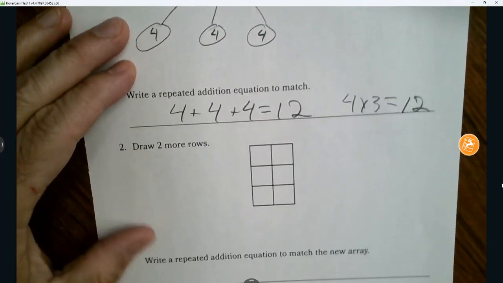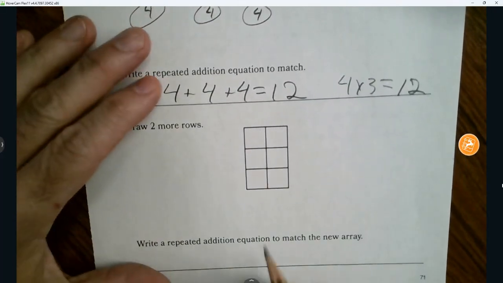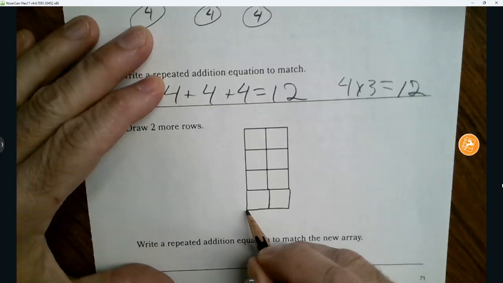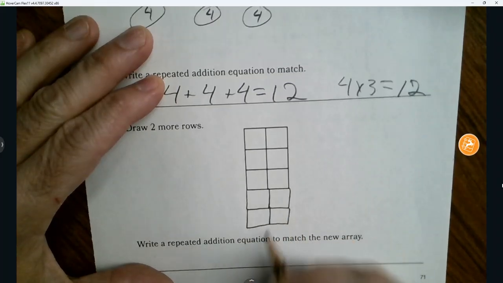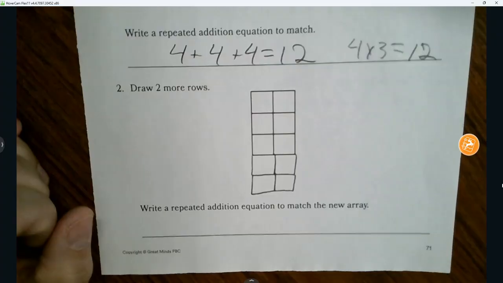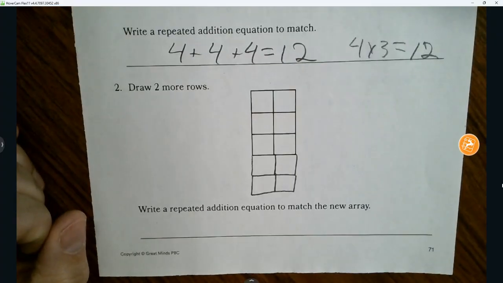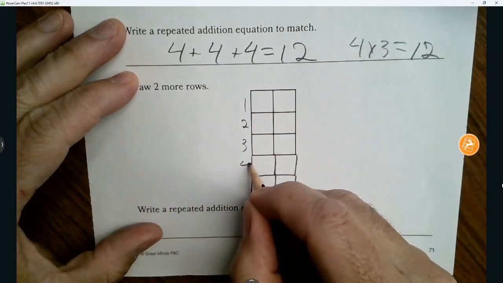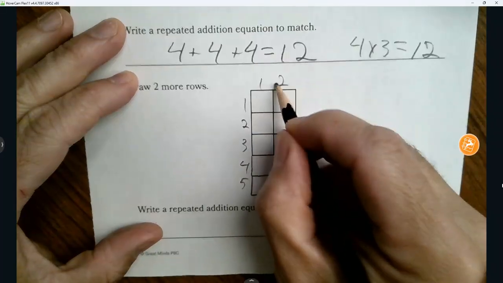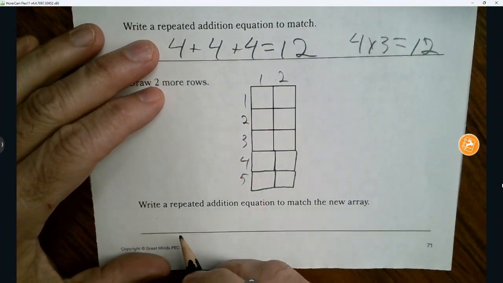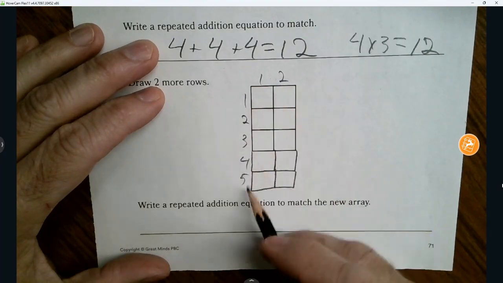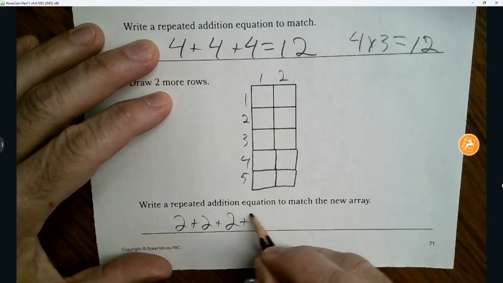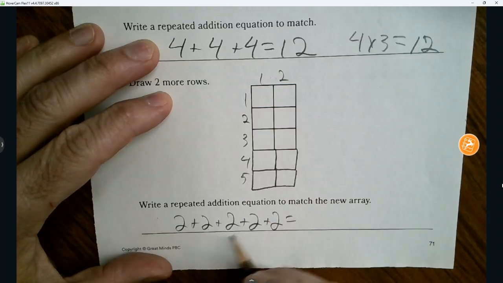All right. Down here, it says draw 2 more rows. Oh, all right. 1, 2. 2 more rows. Write the repeated addition to match the new array. All right, so we have 1, 2, 3, 4, 5 rows with 2 in each row. So we have to see 2 5 times, right? 1, 2, 3, 4, 5.